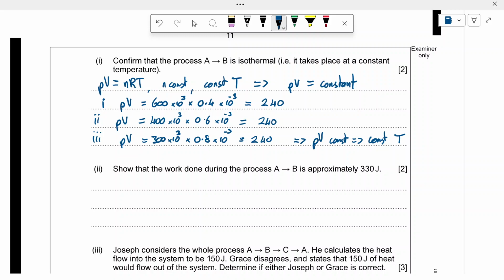Show that the work done during the process A to B is approximately 330 joules. Now notice the approximately here. In general, the principle that we're using here is that work done is equal to area beneath the graph.